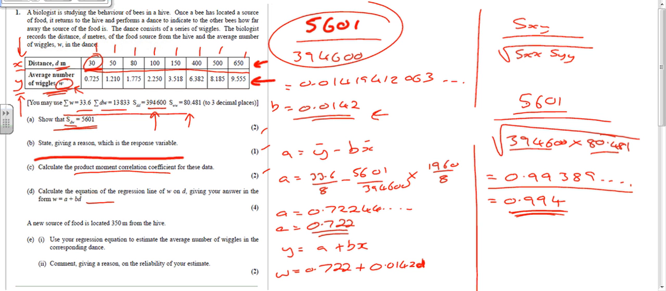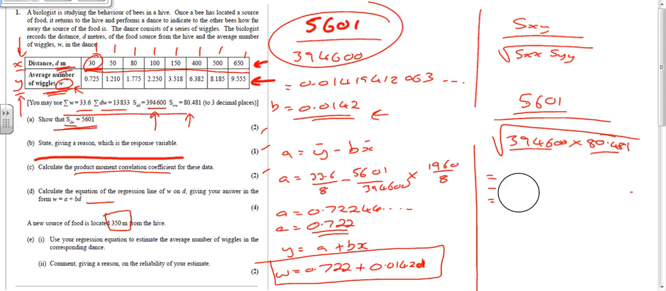Now, a new source of food is located 350 meters from the hive. Using your regression equation, estimate the average number of wiggles in the corresponding dance. Now, we've got to use our equation. So, this is the equation that we've just done. And we now know that the distance, so d here, is 350 meters. So all we're going to do is plug 350 meters into that.